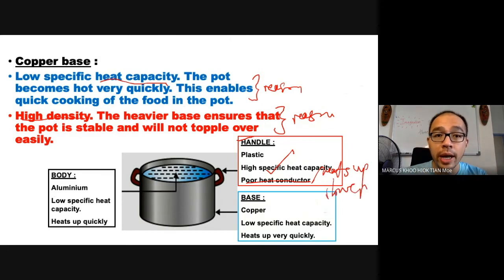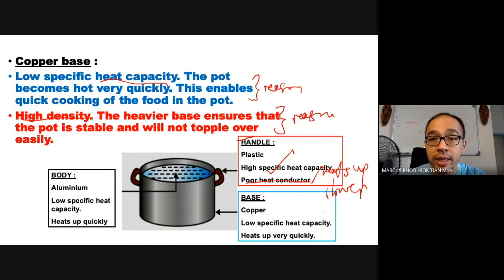Okay, imagine if your handle is a metal handle. You hold the handle, it becomes very hot very easily. We don't want that. We want to be able to hold the handle without using any glove or anything. Usually I also use glove.